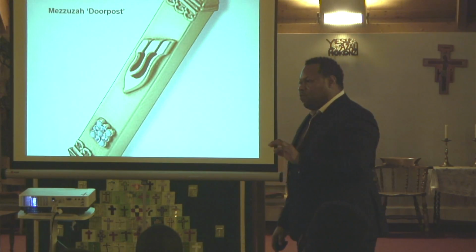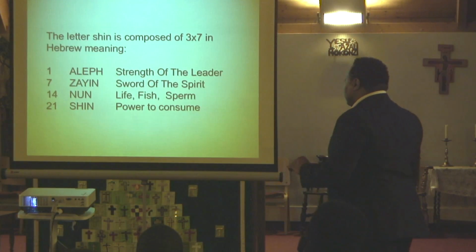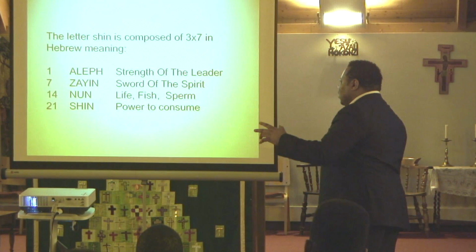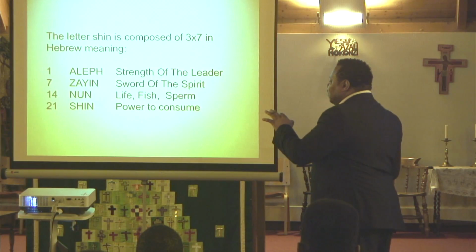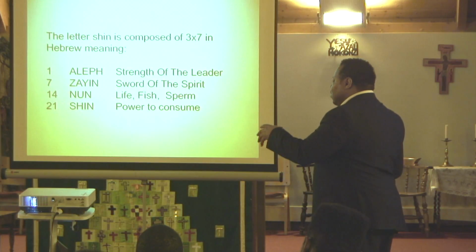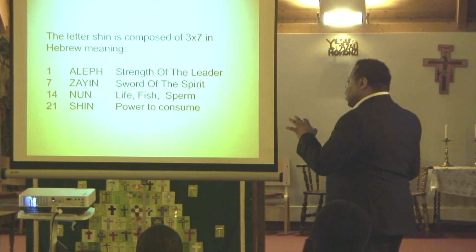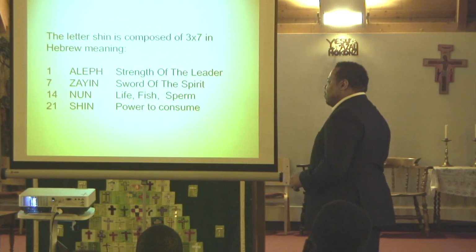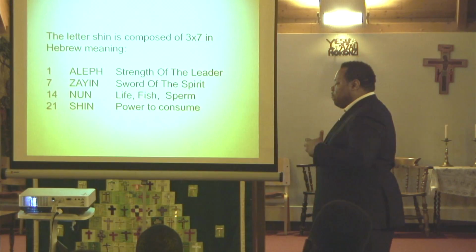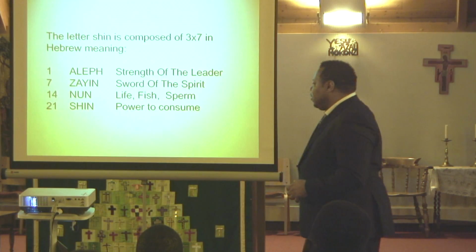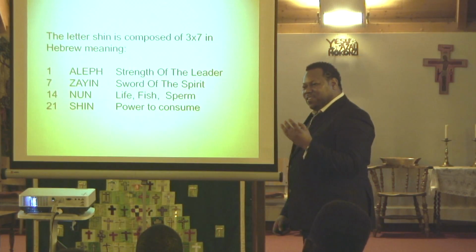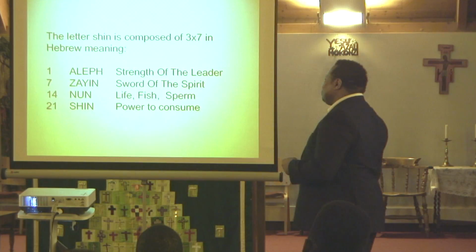In fact, Yahweh, God. The letter Shin is composed of 3 × 7 in its Hebrew meaning. So starting from the Aleph, it's a Zayin, then a Nun, then a Shin. The meaning of the Aleph, starting from there, is strength of the leader. The 7th letter, sword of the spirit. 14, life, or fish, or sperm, seed. 21, power to consume. So all of that is in one letter.